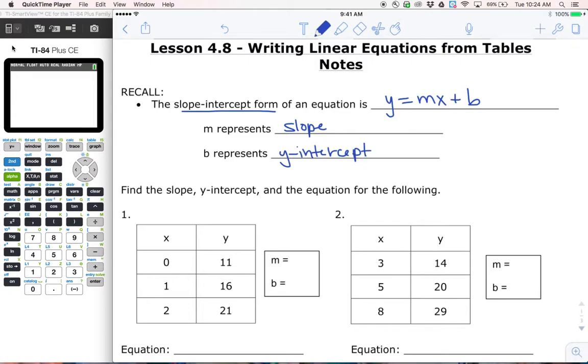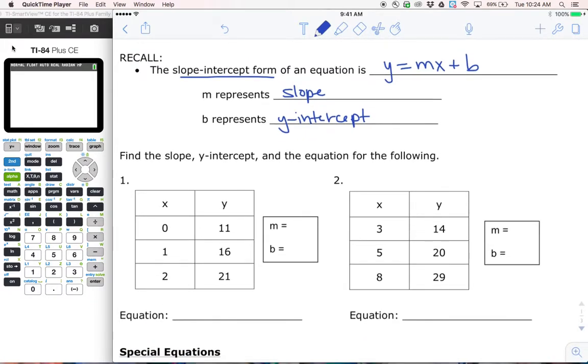You might be wondering why we are writing equations from tables when this is something we kind of already know. The reason is that today we're going to show you something you can do on your calculator to help figure this out. So let's go ahead and take a look.